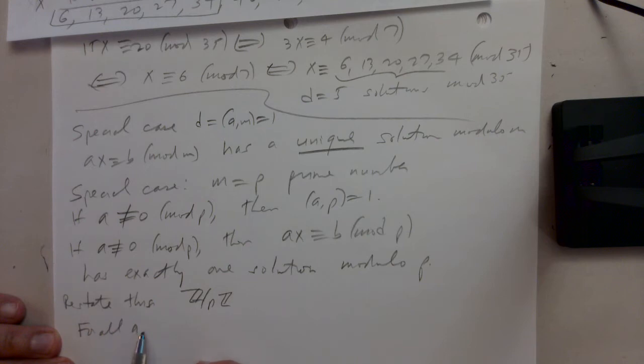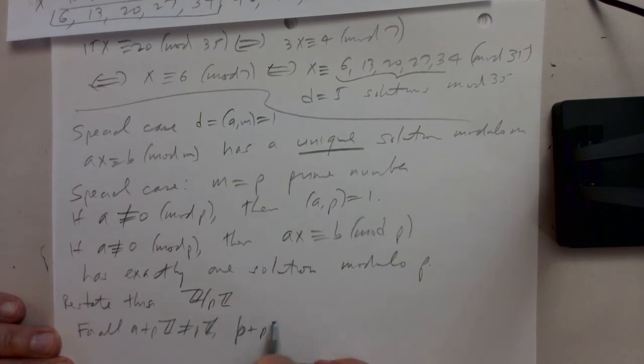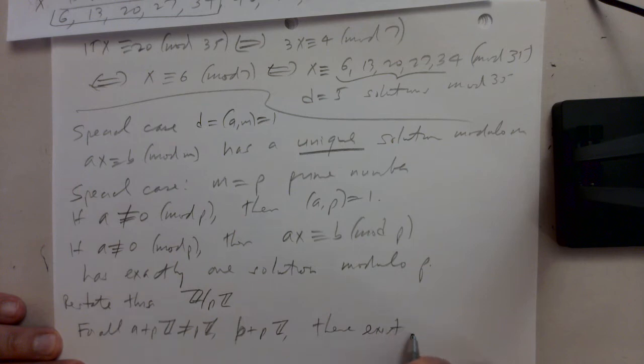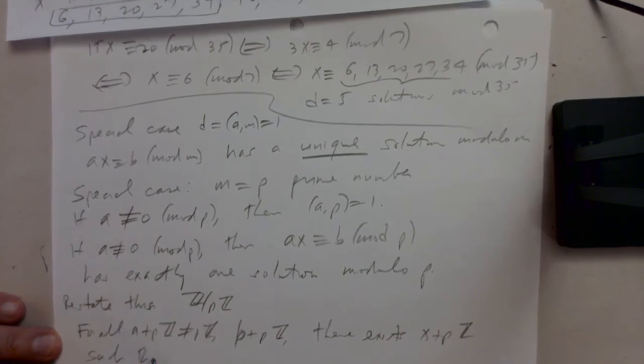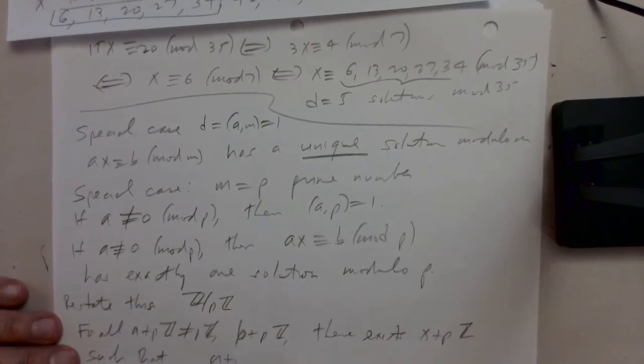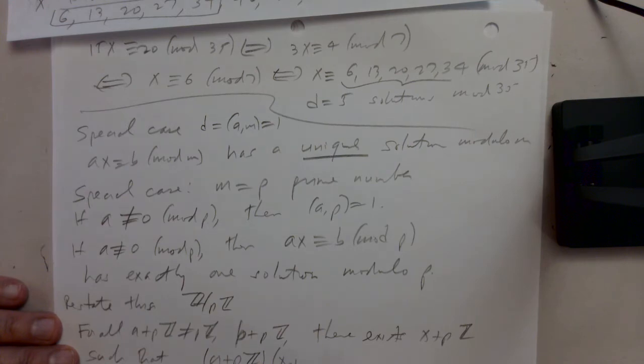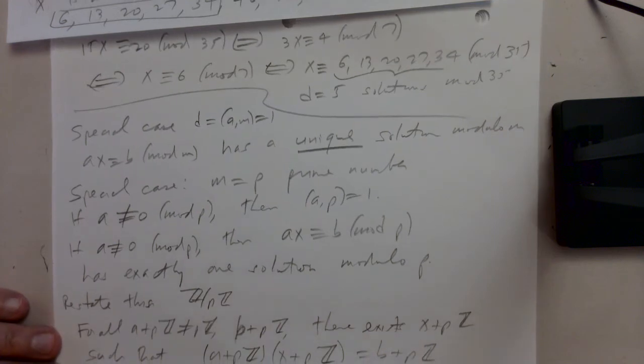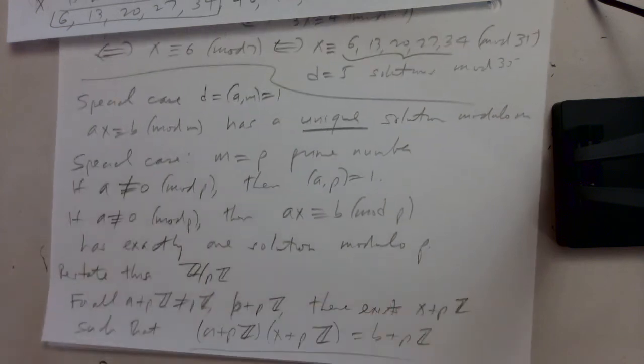For all A plus PZ not equal to PZ, and B plus PZ, a congruence class, there exists a congruence class X plus PZ such that A plus PZ times X plus PZ equals B plus PZ. So you can solve any linear equation in congruence classes.